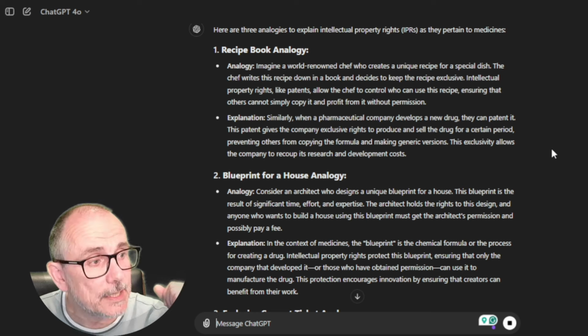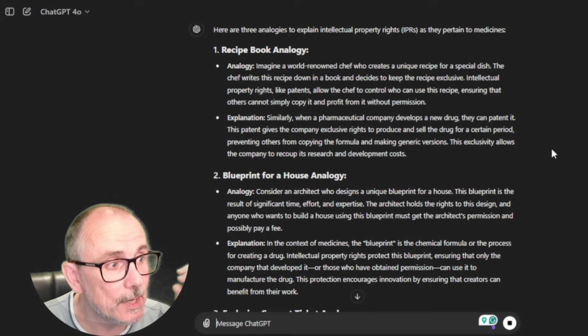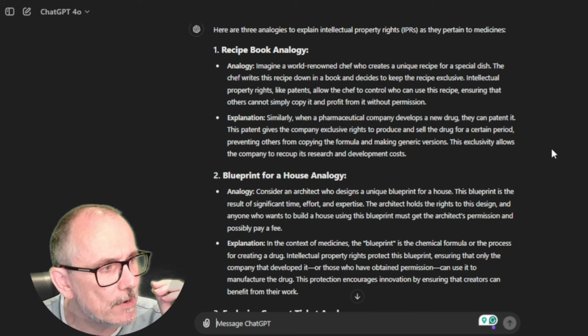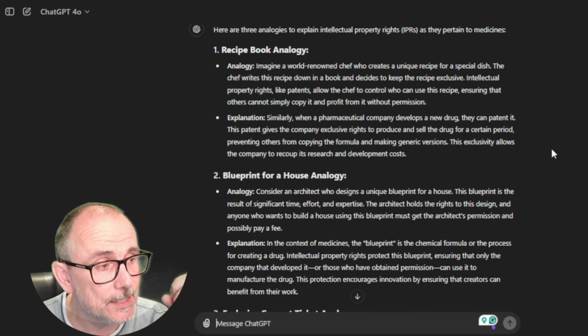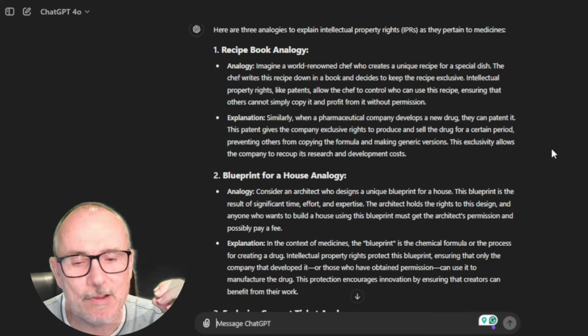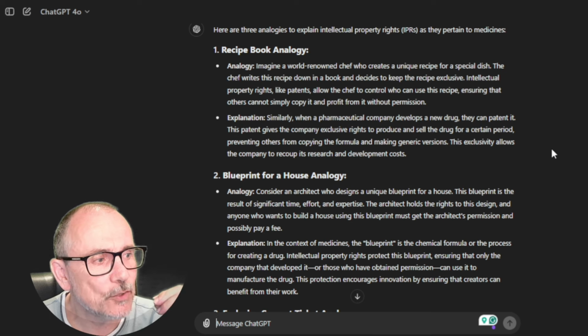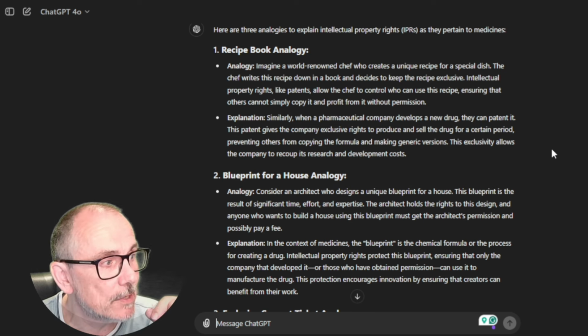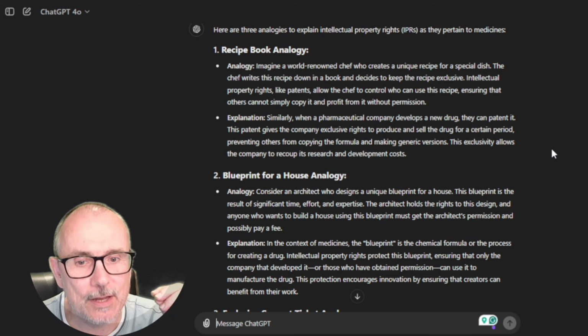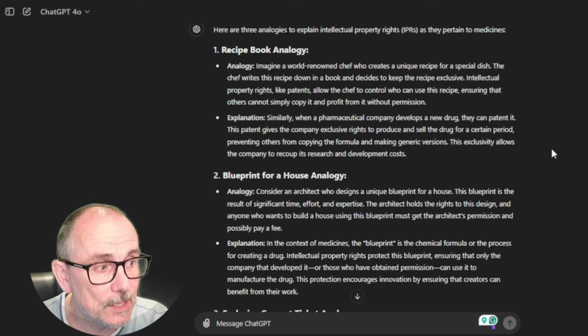So the first analogy it's given me is a recipe book analogy. Imagine a world-renowned chef who creates a unique recipe for a special dish. That's the intellectual property. The chef writes this recipe down in a book and decides to keep the recipe exclusive. Intellectual property rights, like patents, allow the chef to control who can use that recipe, ensuring that others cannot simply copy it and profit from it without his permission. And it gives you an explanation.